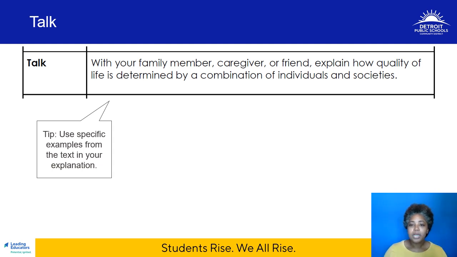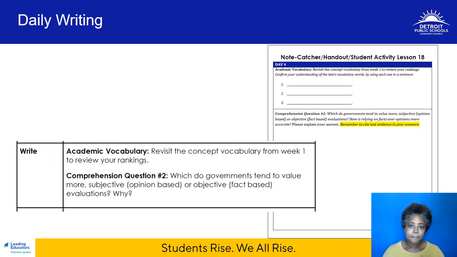Now, with a family member, caregiver, or friend, I'd like you to explain how quality of life is determined by a combination of individuals and societies. You can use specific examples from the text to make the conversation more interesting. Before you have your discussion, I'll go over your writing tasks with you. So once you finish your discussion, you'll be in a good place to complete your writing tasks for today.